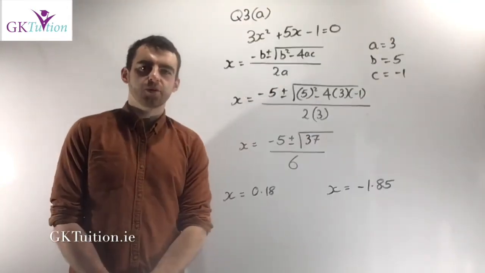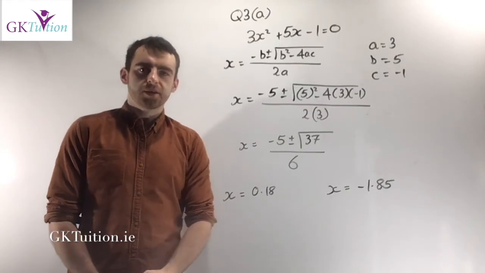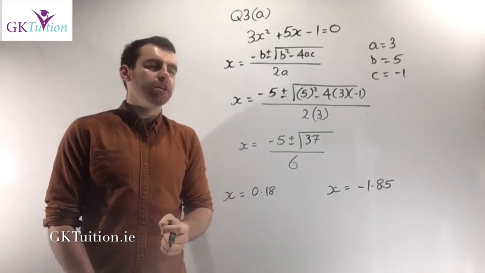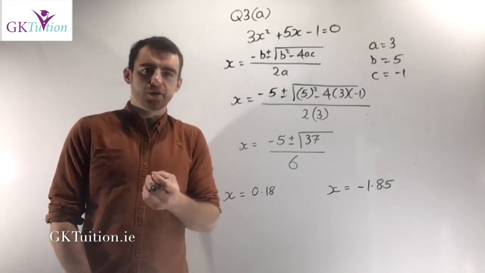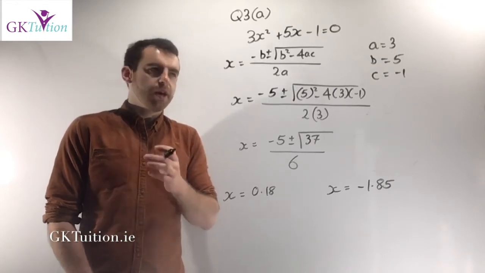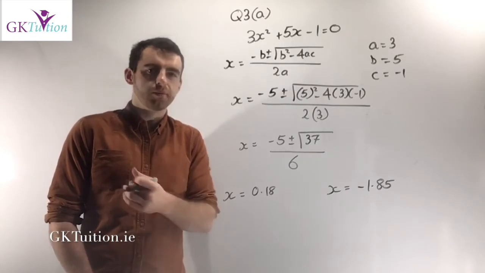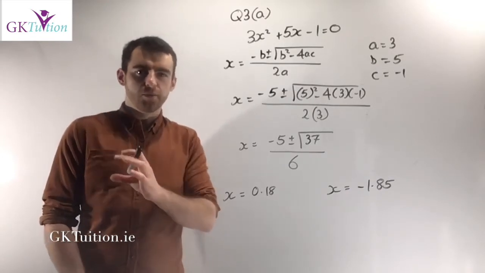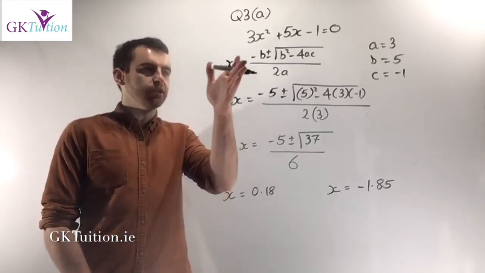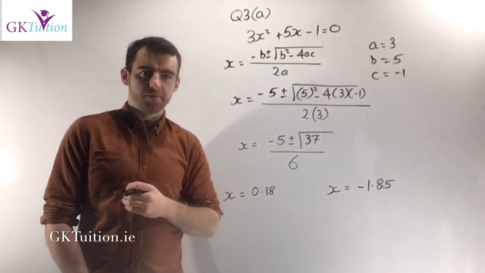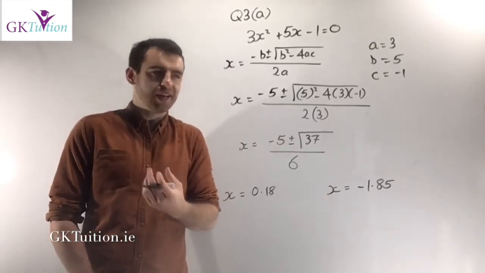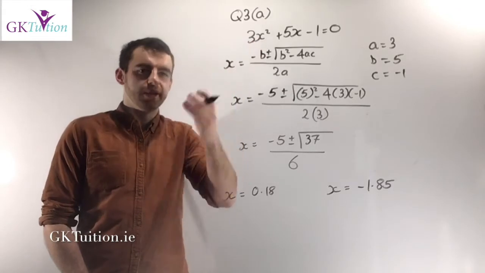Okay, let's move on now to question 3 part A. In this question, you were given a quadratic equation and you were asked to solve the quadratic correct to 2 decimal places. If you're given a quadratic and you're asked to leave it to 2 decimal places or in surd form or in any weird form whatsoever, you should usually jump straight to your minus b formula. It's a hint in the question telling you need to use the minus b formula in order to solve this one.